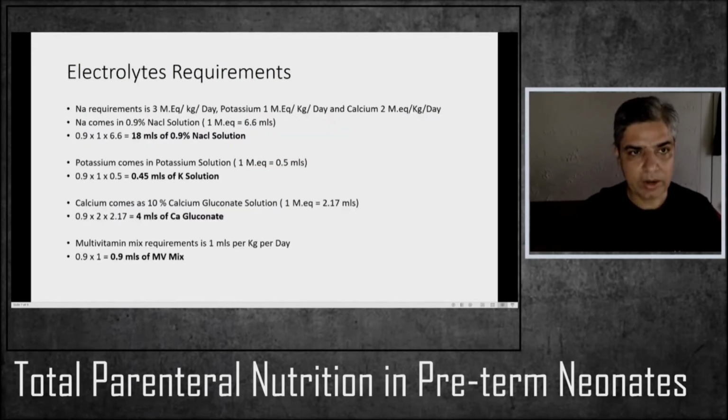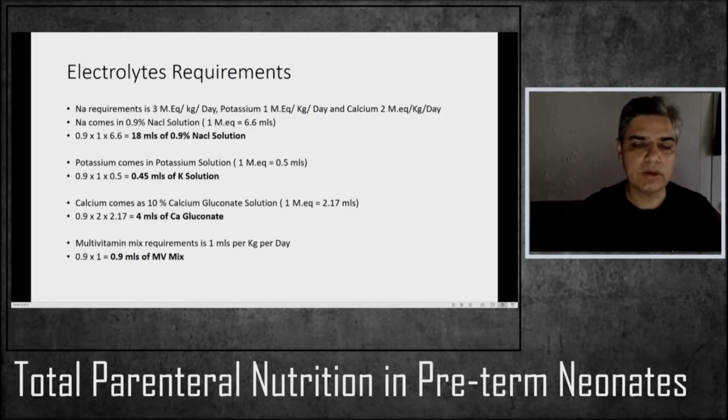Now we move on and calculate the electrolytes and the multivitamin requirements to be added to this TPN. The important electrolytes are sodium, potassium, and calcium. The sodium requirement is 3 milliequivalents per kg per day. So remember, sodium is 3, potassium is 1, and calcium is 2. So it's 1, 2, and 3: if you start with potassium 1, you go on to calcium 2, and sodium is 3. Just remember 1, 2, 3. 1 is potassium, 2 is calcium, 3 is sodium.